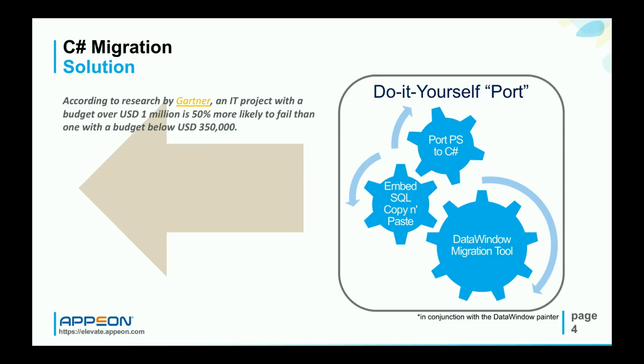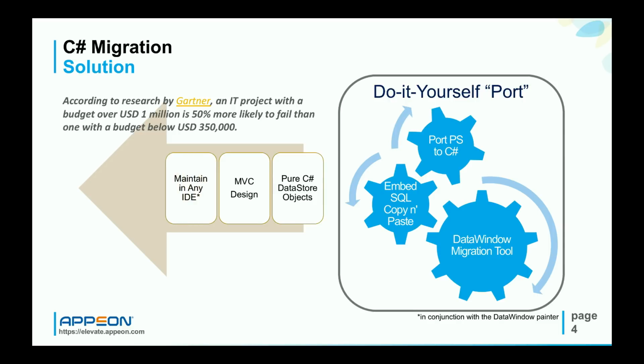Now, the result out of this migration process is pure C# data store objects, which follows an MVC design. So the C# IDE, when you scaffold a project, is going to by default create that MVC structure for you. And these are pure C# projects, so they can be maintained in any IDE that supports the C# language. Of course, the data store is a complex object, and you're probably going to get greater productivity by using the data window painter to maintain that. But in no way is the project locked down to the PowerBuilder IDE itself.